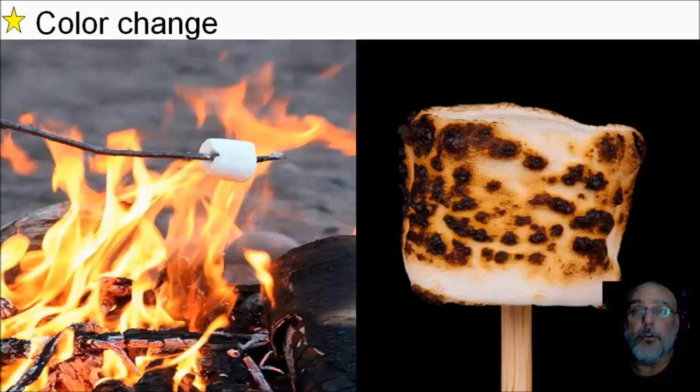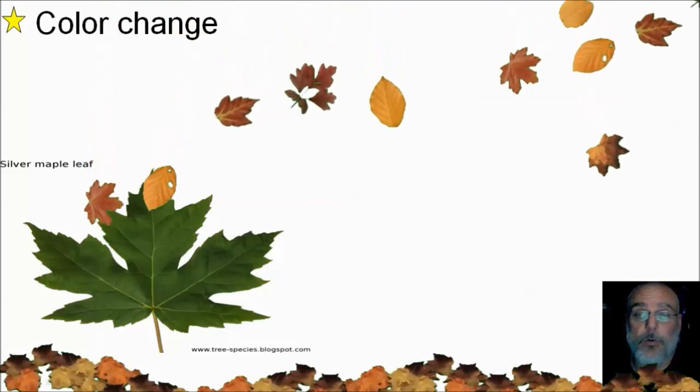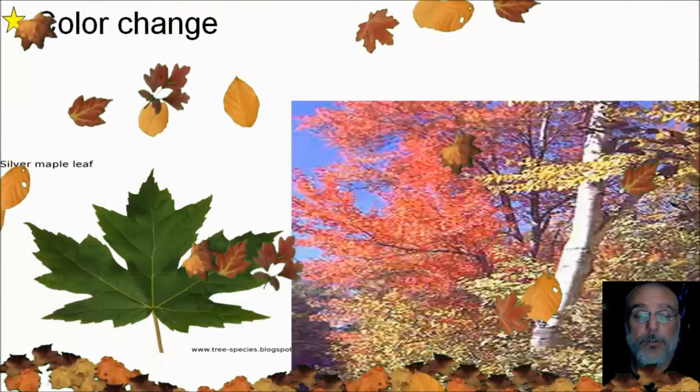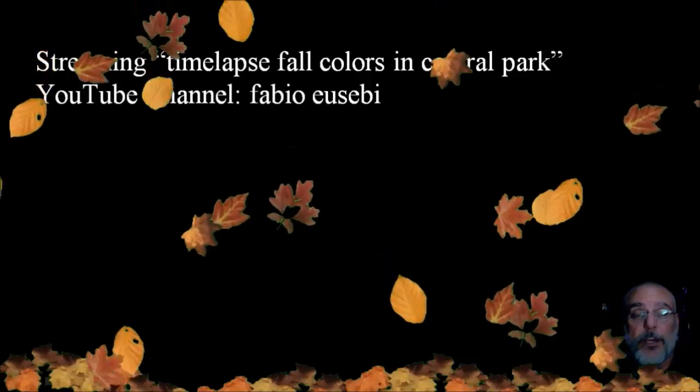So if you're roasting your marshmallow, you notice that the marshmallow changes color from the pretty white to this golden brown. That's an indication that a chemical change has occurred. Green leaves, over time, they lose their color. That is a chemical change. That's an indication there's a chemical change happening.